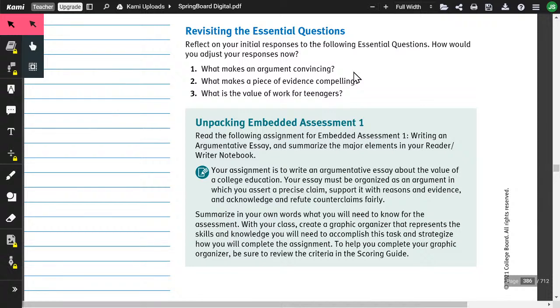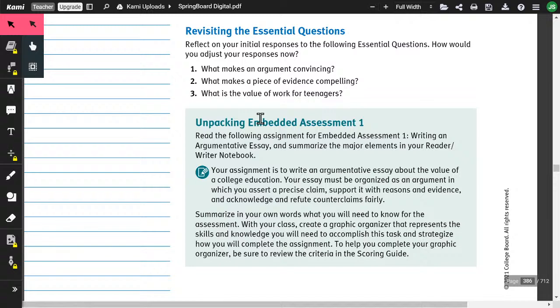What makes an argument convincing? Is it because they saw some tweet on Twitter? Is it because they read an article in a reputable newspaper or magazine? Is it because of expert testimony? These are the things that you need to look at when it comes to convincing arguments. Also, what makes a piece of evidence compelling? So this is something to think about. When you're talking about evidence, how is it trustworthy? Can you trust this evidence?